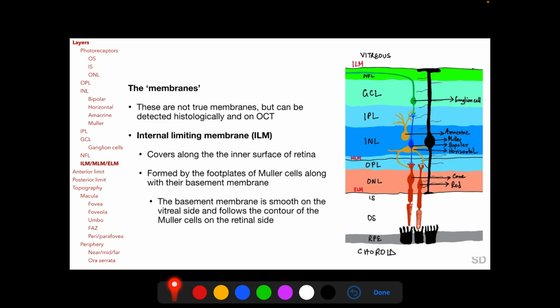Then there are the membranes in the retina, which are not true membranes in the sense that they do not bleed when they are peeled. They can be detected histologically and on optical coherence tomography. The internal limiting membrane covers the inner surface of the retina and is formed by the footplates of the Muller cells along with their basement membrane. This basement membrane is smooth on the vitreal side and follows the contour of the Muller cells on the retinal side.